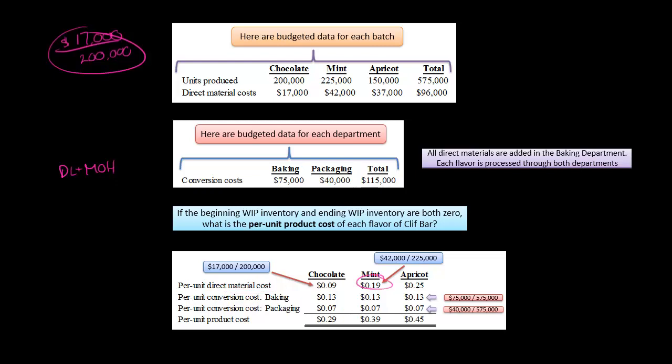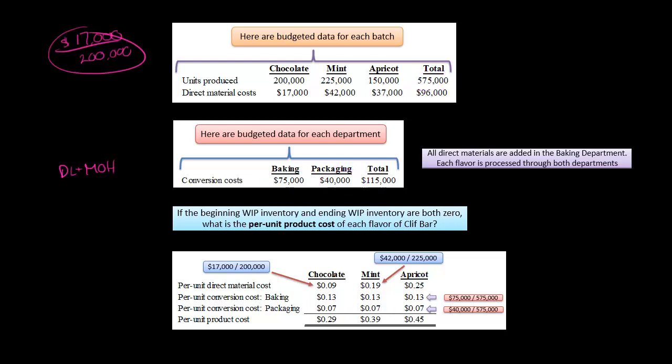So we see that for mint, that $42,000 of cost divided by 225,000 mint Clif bars leads to 19 cents a unit. And then with apricot, we had $37,000 divided by 150,000. That leads to 25 cents a unit. So the only thing that differs under operation costing on a per unit basis is the direct material cost. These Clif bars use different direct materials, so they're going to have different direct material cost per unit. However, they are baked the same way, they're packaged the same way. For that, we just take the total baking cost divided by the total number of Clif bars, and the total packaging cost divided by the total number of Clif bars.